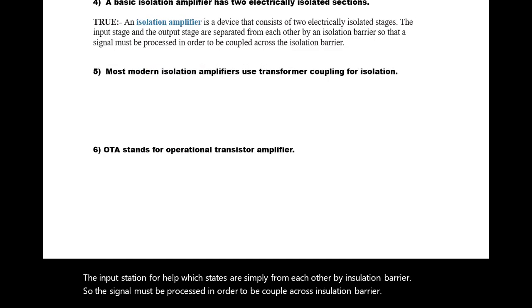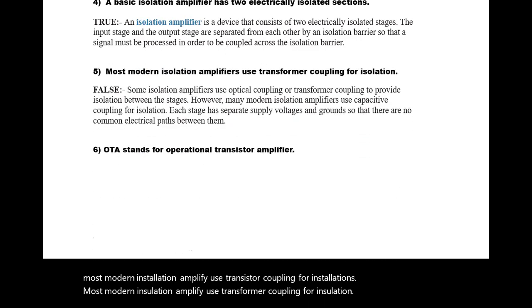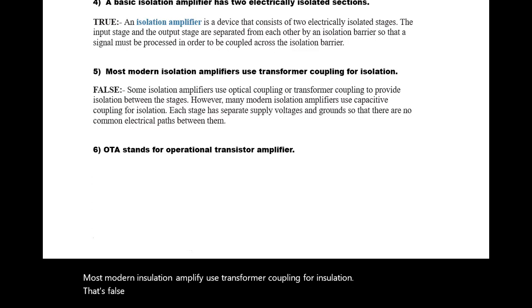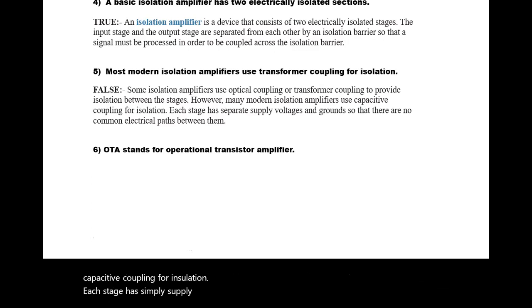Question number 5. Most isolation amplifiers use transistor coupling for isolation? Or most modern isolation amplifiers use transformer coupling for isolation? That's false. Some isolation amplifiers use optical couplings or transformer couplings to provide isolation between the stages. However, many modern isolation amplifiers use capacitive coupling for isolation. Each stage has separate supply voltages and grounds, so there are no common electrical paths between them.